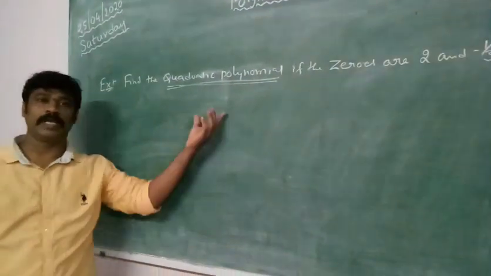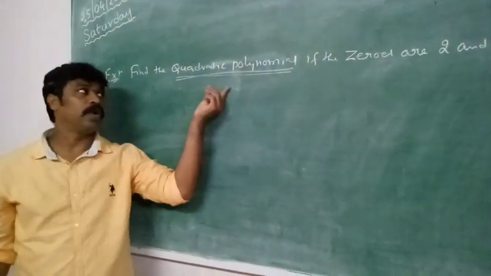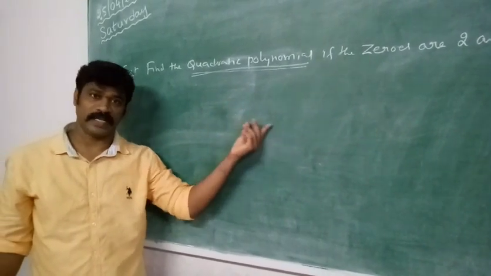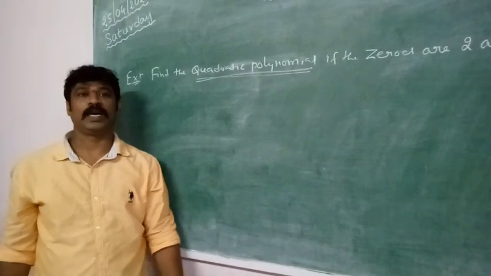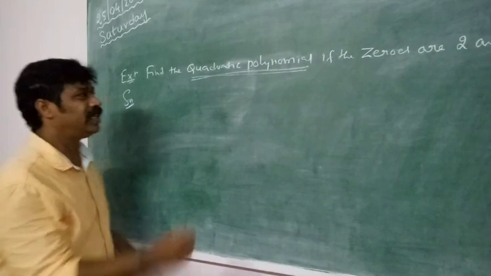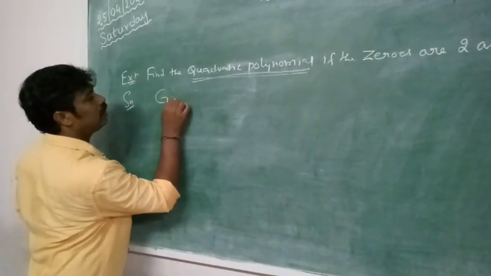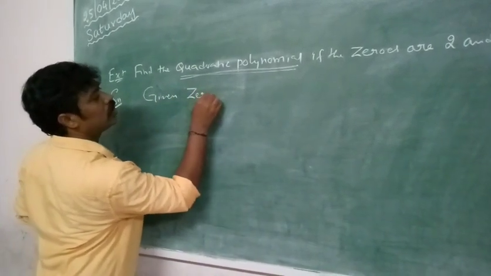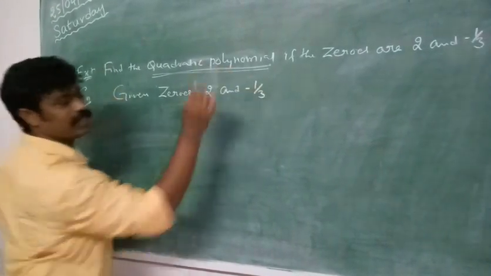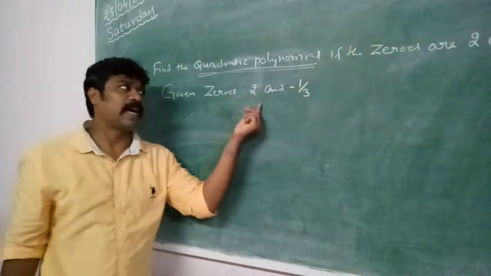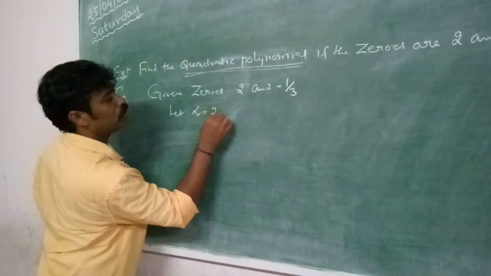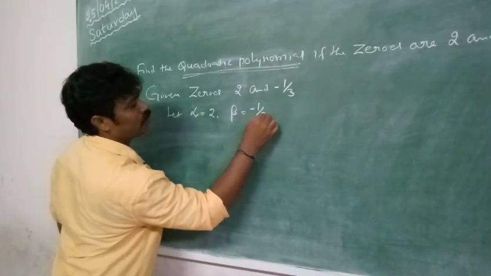Already we learned that if you know the zeros and you want to find the quadratic polynomial, you know the formula k into x square minus x into alpha plus beta plus alpha beta. Now, first we have to write what is given. Given zeros. So what are the zeros? 2 and minus 1 by 3. So if you assume this is alpha and this is beta, let alpha is equal to 2 and beta is equal to minus 1 by 3.